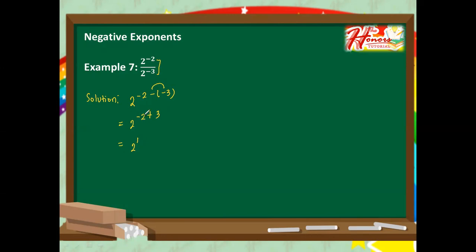Why? Because we have here negative and positive exponent. If we have a negative and positive exponent, we have to subtract the numbers and copy the sign of the larger number. So that's why it is 2 raised to 1. But remember, it is not the final answer because 2 raised to 1 can still be simplified as 2. So that's the final answer.